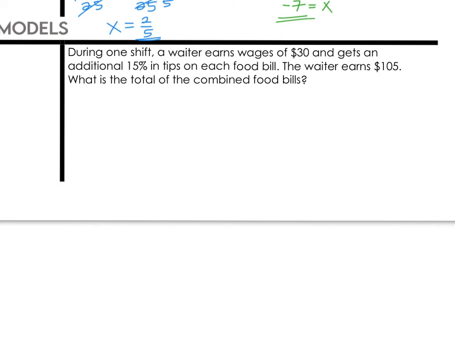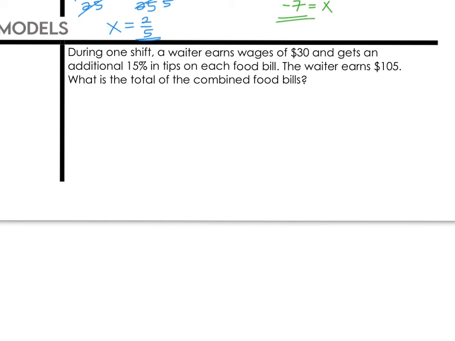Our last example in the video has us creating a verbal model and solving for a particular part of the problem. During one shift, a waiter earns wages of $30 and gets an additional 15% in tips on each food bill. The waiter earns a total of $105. What was the total amount of the combined food bills?